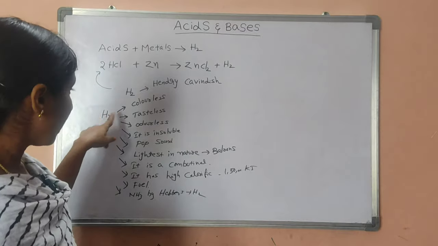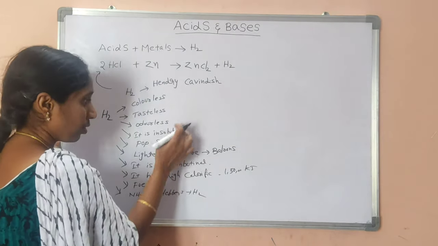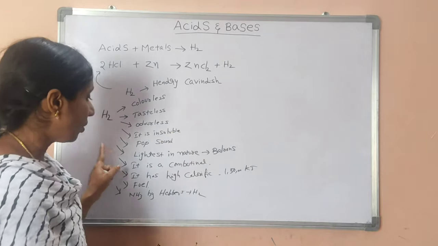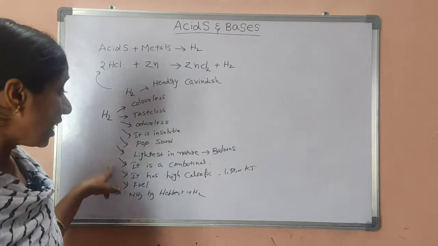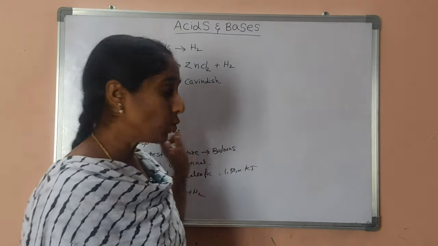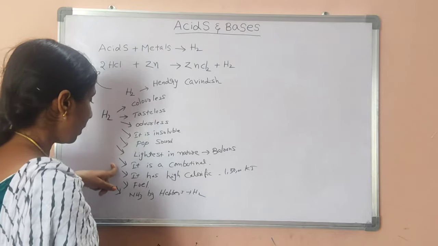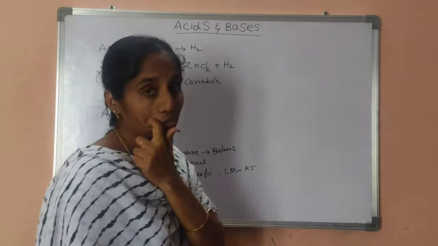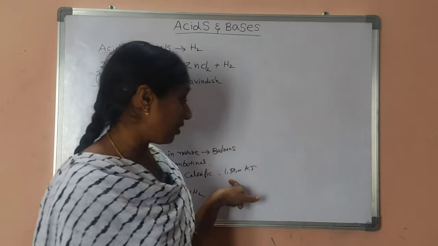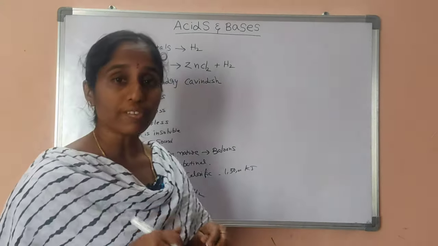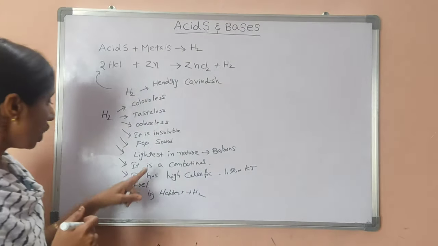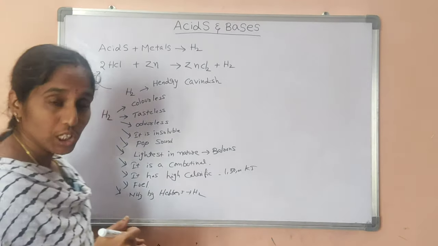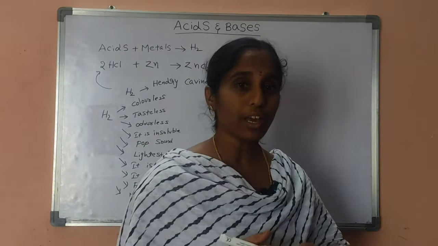What are the properties? It is a colorless, tasteless, odorless gas. It is insoluble in water. It gives a pop sound. It is the lightest gas in nature, so it is used in balloons. It is a combustible gas. It has a high calorific value. Nearly 150,000 kilojoules of energy is released when 1 kg of hydrogen burns in the presence of oxygen, so it is used as a fuel. Hydrogen is also used in the preparation of ammonia by Haber's process.